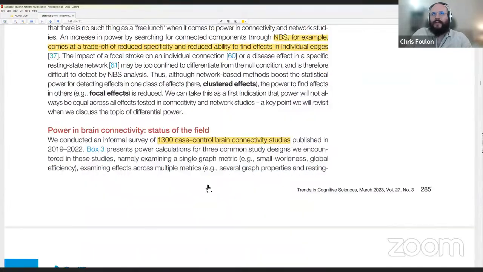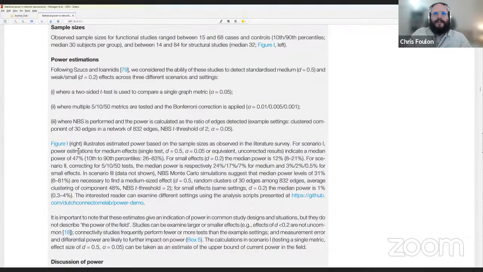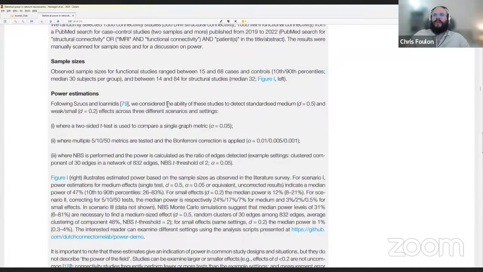If I find the, yes, so here they explain what they reviewed. They reviewed 1,300 connectivity studies, 300 DWI structural connectivity, and 1,000 fMRI studies between 2019 and 2022.